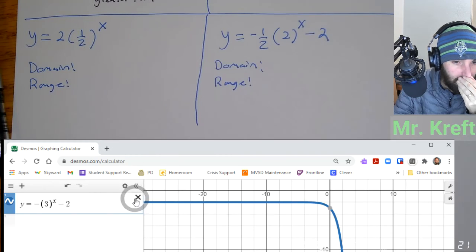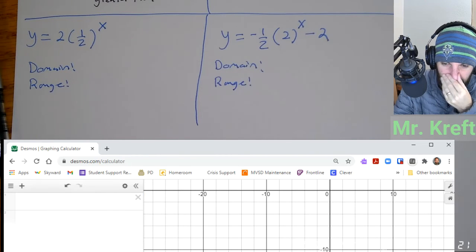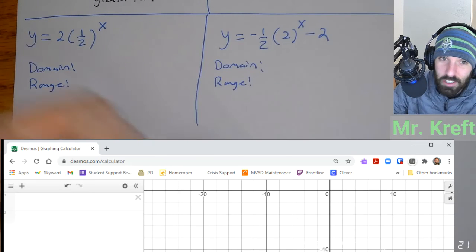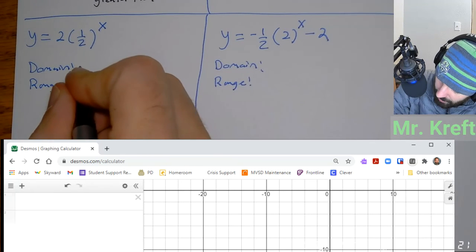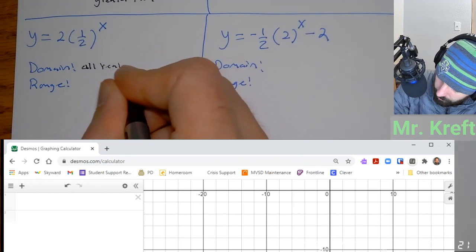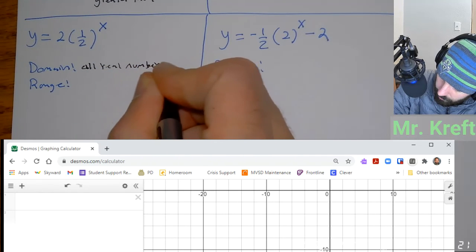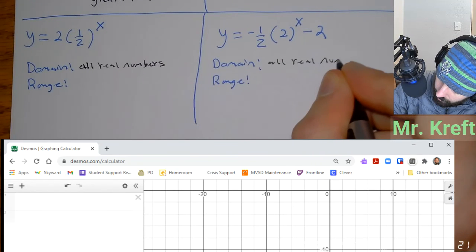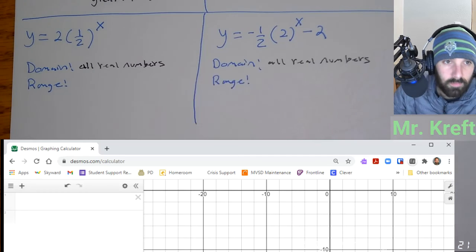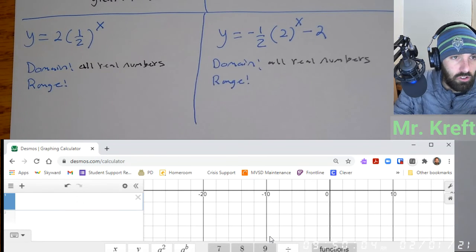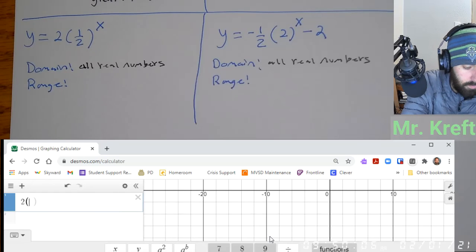Okay, so go ahead, type those into your graphing calculator and find those out really quickly. And hey guys, you don't even need to graph these to know the domain, right? It's going to be all real numbers. So just go ahead, quickly type these in and find range. I'll type them in with you.